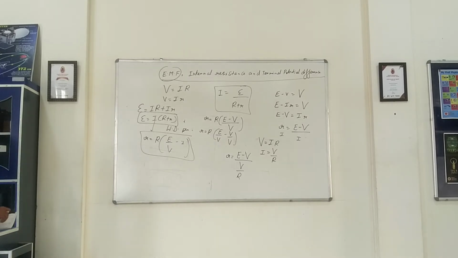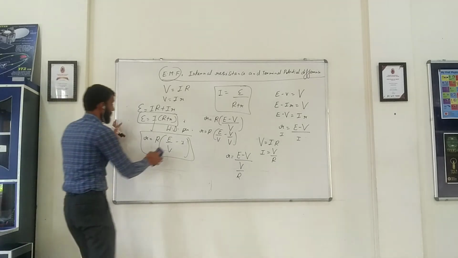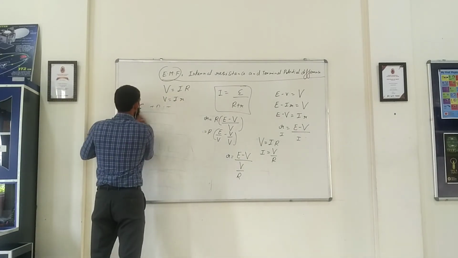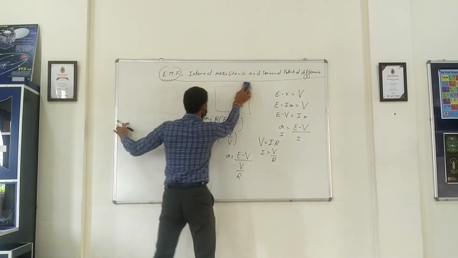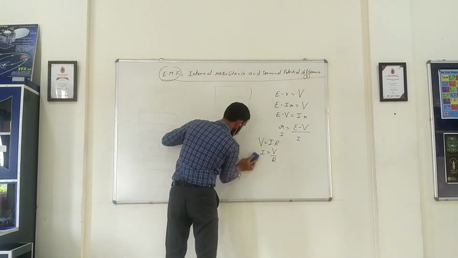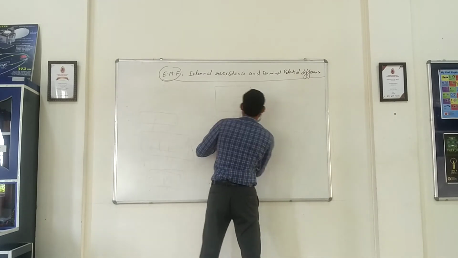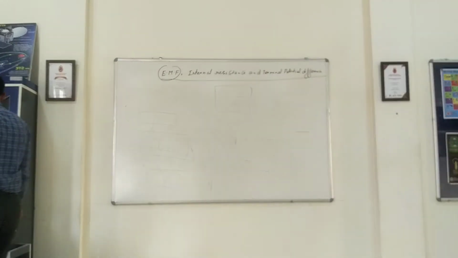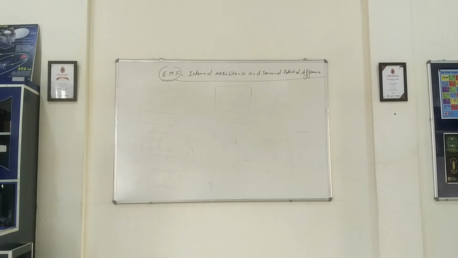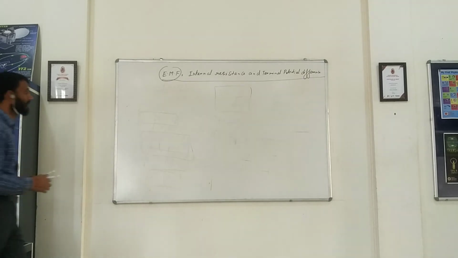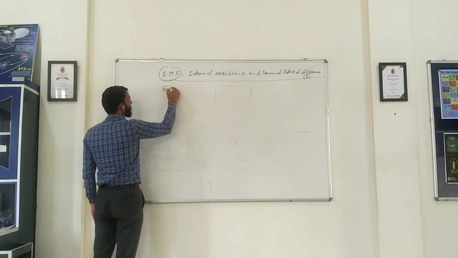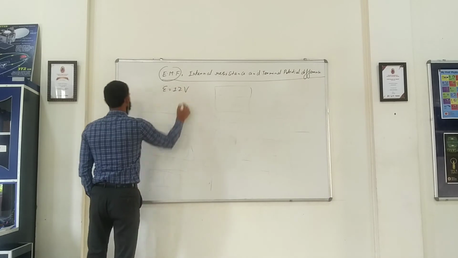Now let us do a few numericals based on this. I hope you understood this part: electromotive force, internal resistance and terminal potential. So let me read out the question. The storage battery of a car has an EMF of 12 volt. EMF is given, which is 12 volt.